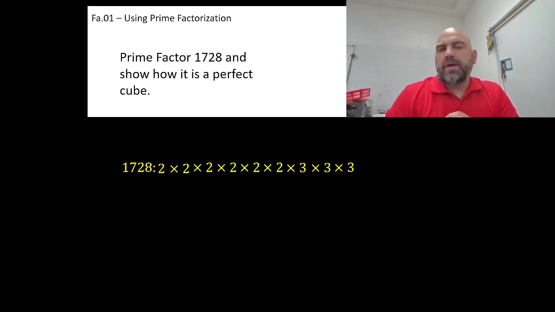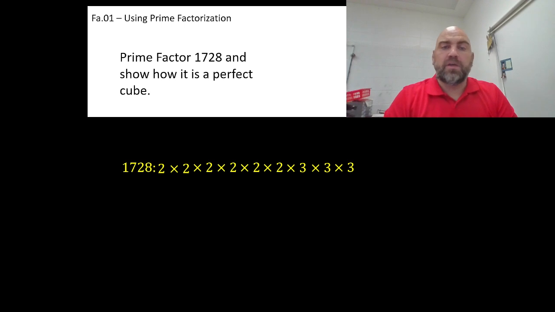So if we want to figure out if something is a perfect square, we want to take these numbers and divide them into 2 even groups. In fact, it's not going to work here. We could divide the 2's into even groups, but we can't divide the 3's into even groups. So it tells us that 1728 is not a perfect square.